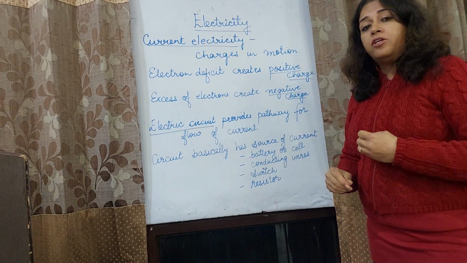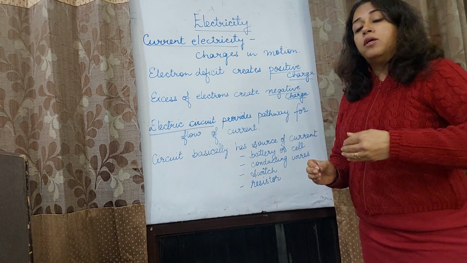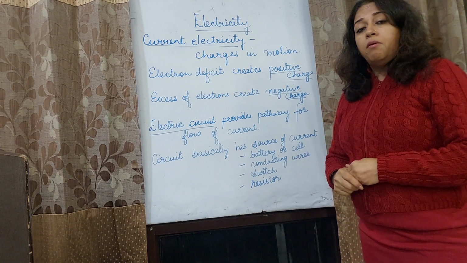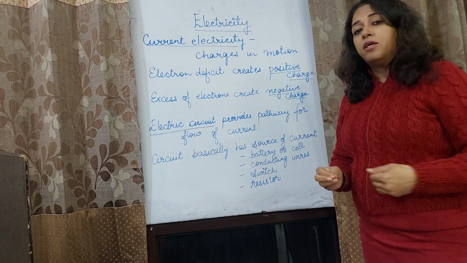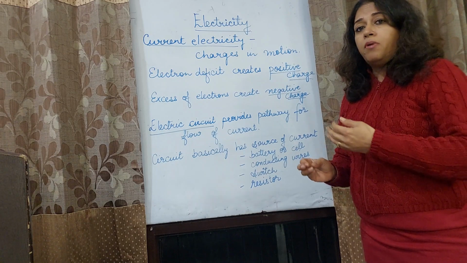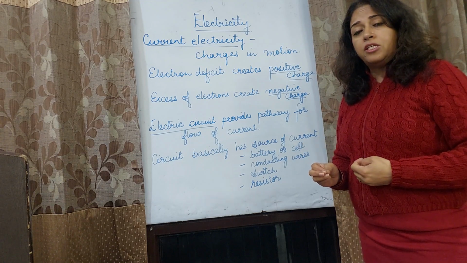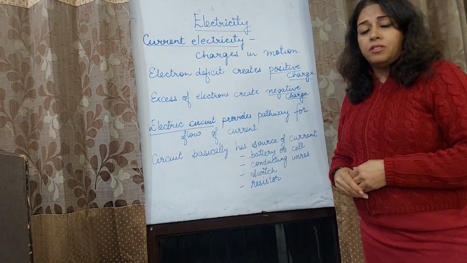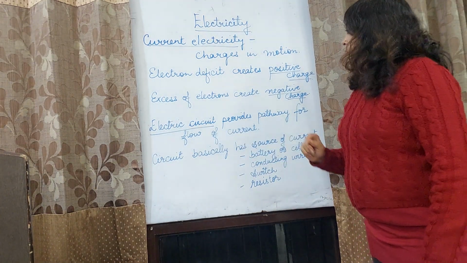Basically, electrons tend to move from a negatively charged terminal to a positively charged terminal, because they will always move from where they are in excess to the place where they are in deficit, from a higher concentration to a lower concentration, pretty much as it happens in diffusion. So we talk about the charges.